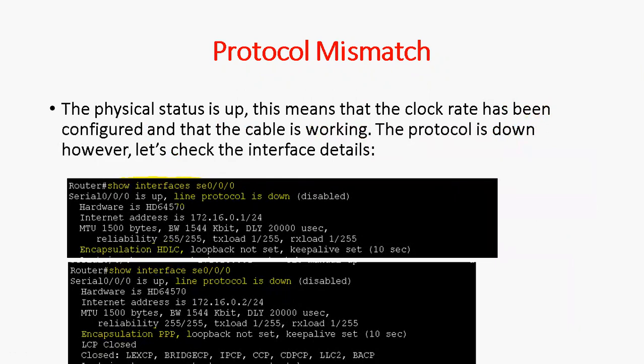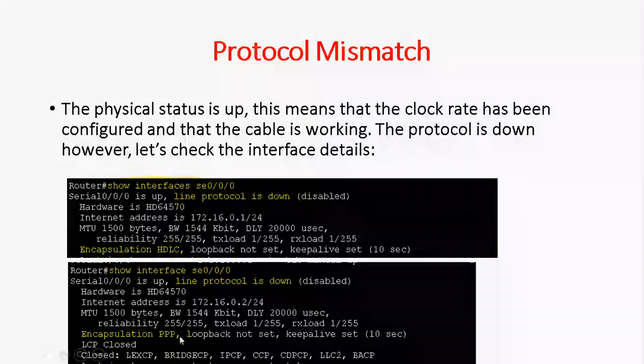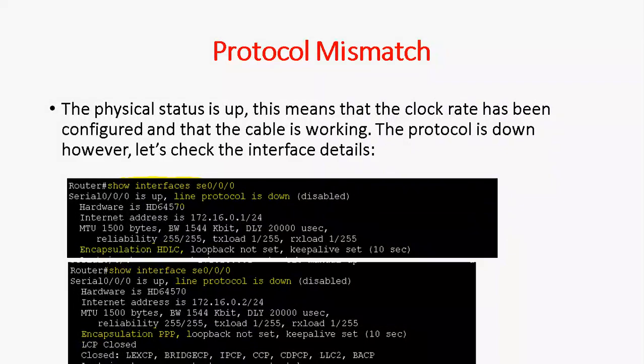So we have to check the interface status with show interface serial 0/0/0. Here we can see the protocol is down and the encapsulation is HDLC on the R2 router, and on the R3 router the encapsulation is PPP. So there is a mismatch between the WAN protocols of R2 and R3. R2 uses HDLC by default, while R3 uses PPP. Both ends should be on the same protocol, then only will the protocol come up, otherwise the protocol will stay down.